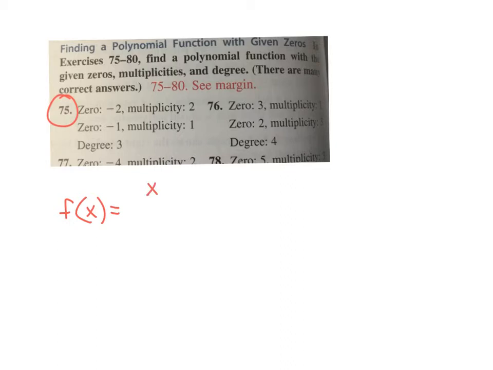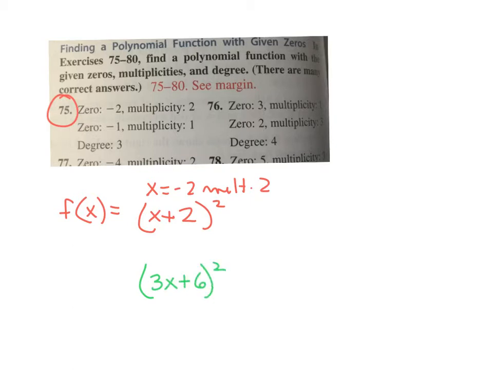a 0 of negative 2 with multiplicity of 2 means that x plus 2 could have been a factor with a multiplicity of 2. Now keep in mind it does say there are several correct answers. So here's another example. I could have had 3x plus 6 with a factor of 2 for the multiplicity out front. That would still give me negative 2 with multiplicity 2 as the same result. So that's the reason they're saying there are multiple values.